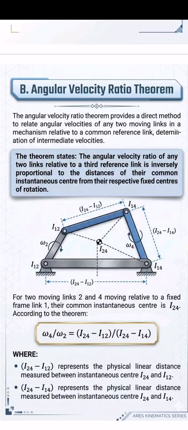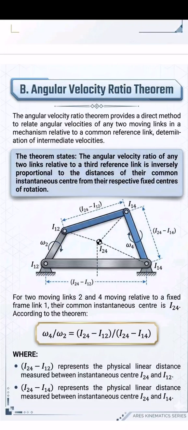Angular velocity ratio theorem. The angular velocity ratio theorem provides a direct method to relate the angular velocity of any two moving links in a mechanism relative to a common reference link. Determination of intermediate velocity: the theorem states the angular velocity ratio of any two links relative to a third reference link is inversely proportional to the distances of their common instantaneous center from their respective centers of rotation.